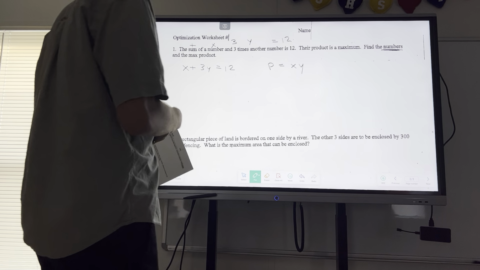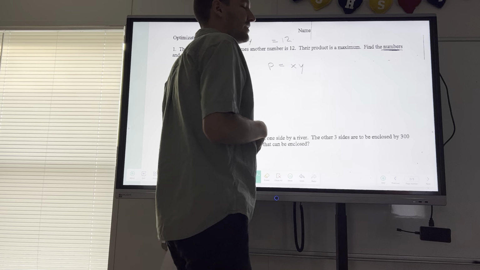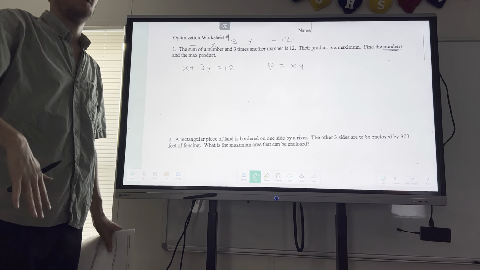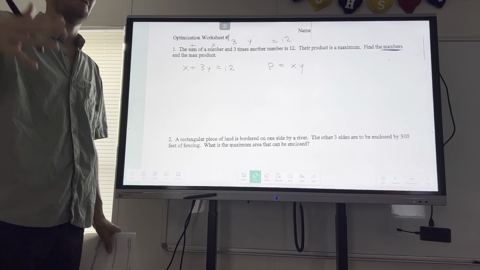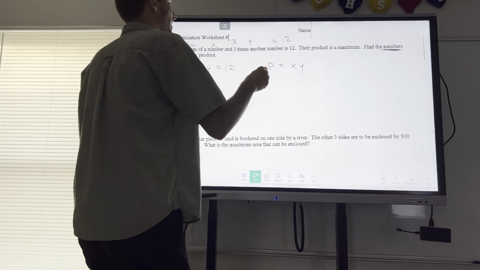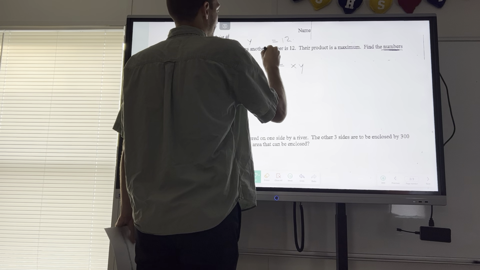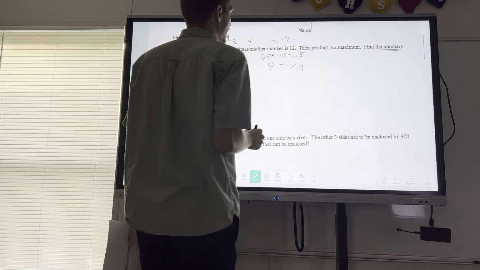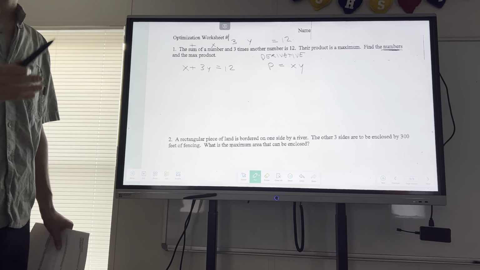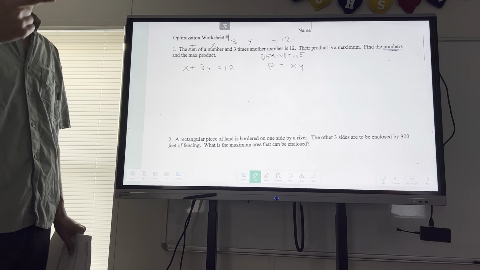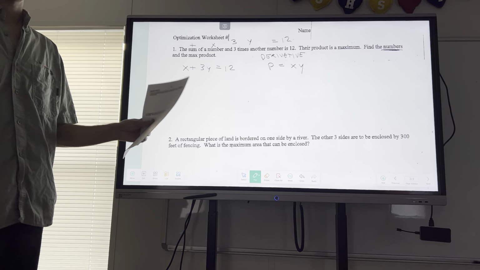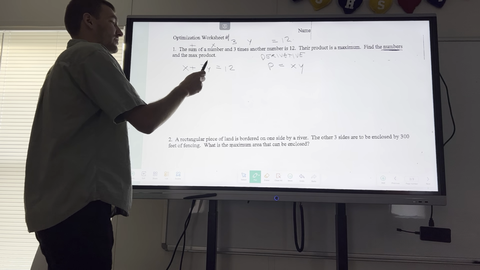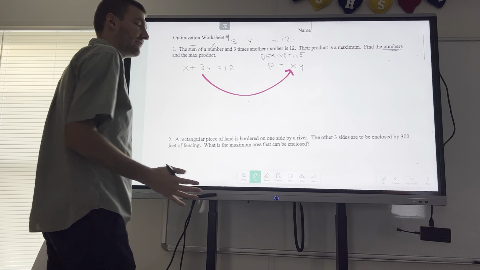It also says that their product is a maximum. If you know what you're trying to make a maximum or a minimum, well, that is what you're trying to take the derivative of and set equal to 0. So my goal is I want to take the derivative of this. The problem with taking the derivative of that is that there's p's and x's and y's. That's just too much of a mess. And so we're going to need to use this equation to plug it in and get rid of either x or y.